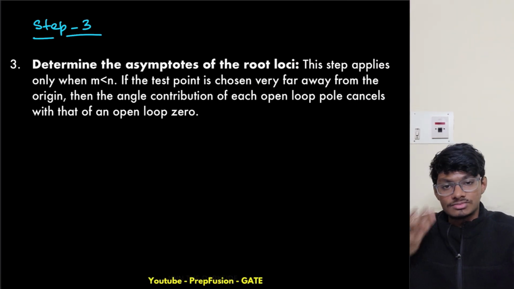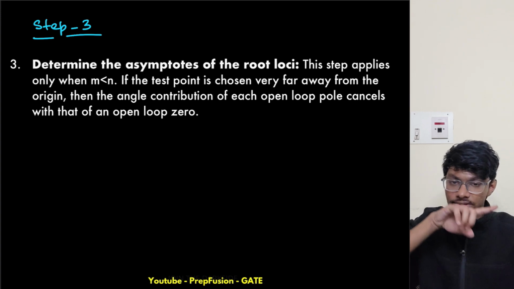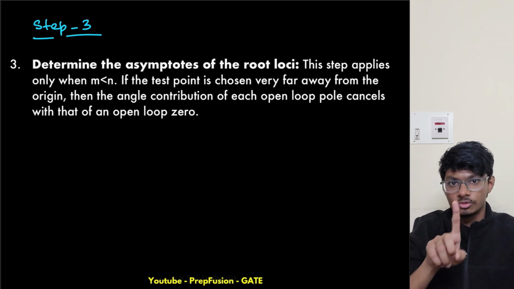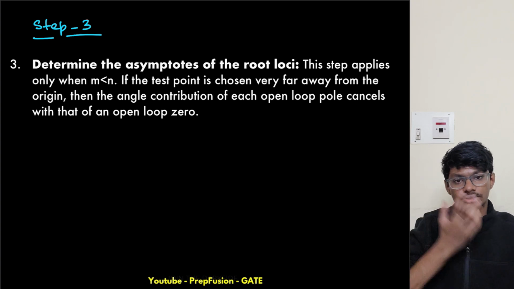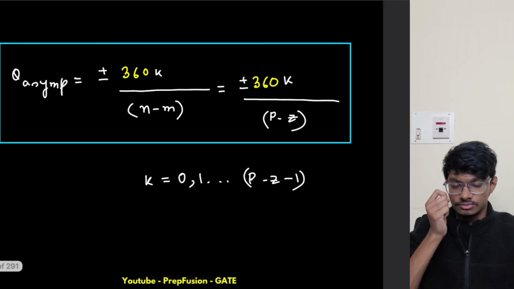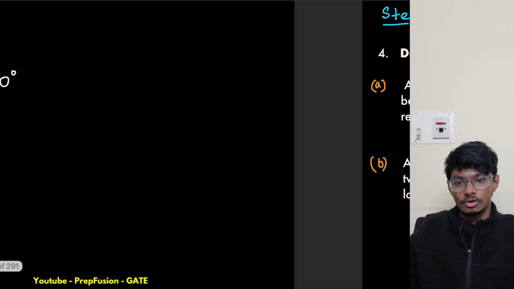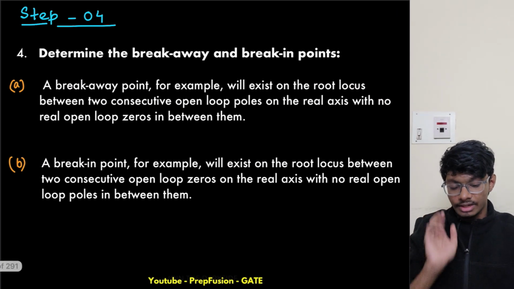The asymptote is on the real axis itself. We have only one asymptote, and it is on the real axis itself. So obviously there will be no concept of centroid, as my asymptote is on the real axis. Okay, so I have got it. Now we'll determine the breakaway and break-in point.